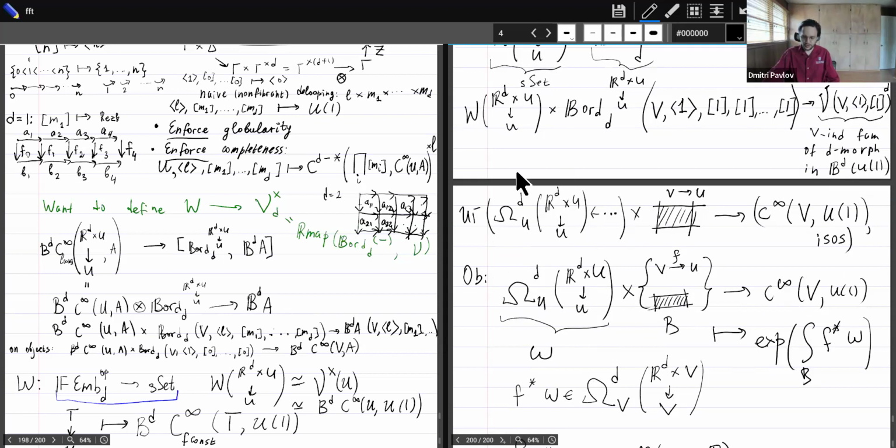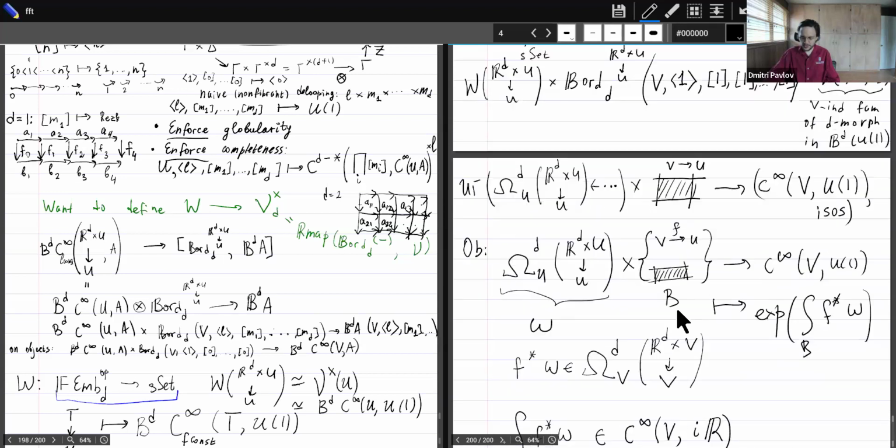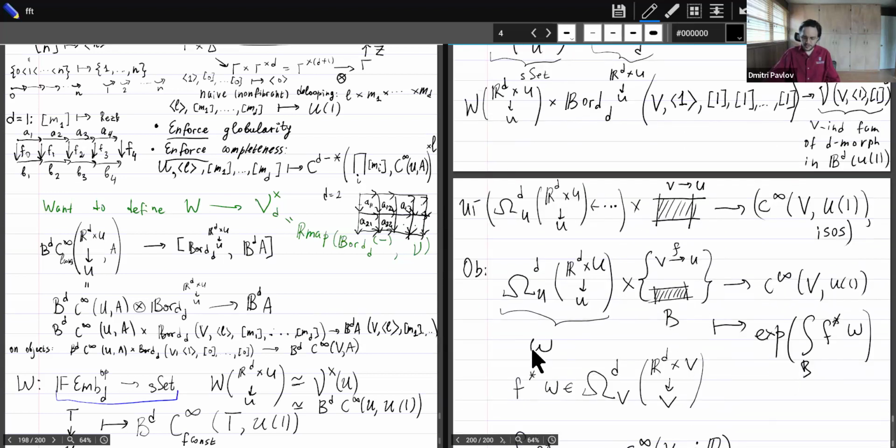to produce. The question is, what kind of natural construction do we have that takes as an input a fiberwise differential D-form omega, a map F, and such a V-indexed family of bordisms B, and produces from this the smooth map from V to U1? Well, pretty much it turns out the only thing you can write down will be this exponent.